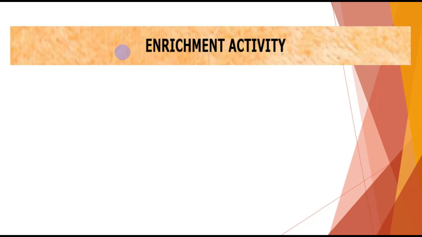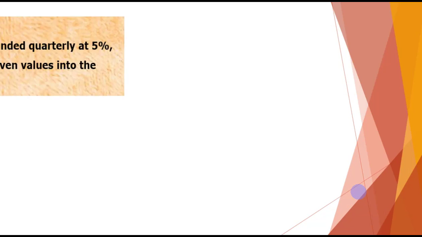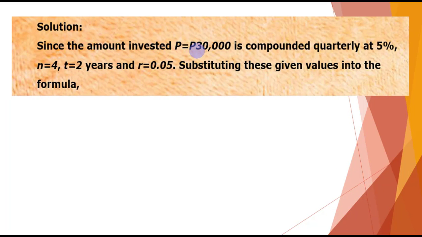Enrichment activity. Direction: solve the following problems. Write your solutions in your answer sheet. Number 1. If 30,000 pesos is placed in an account at 5% and is compounded quarterly, how much is in the account at the end of 2 years? Solution: principal amount is 30,000, compounded quarterly, that means N equals 4, T is 2 years, and 5% means R equals 0.05.